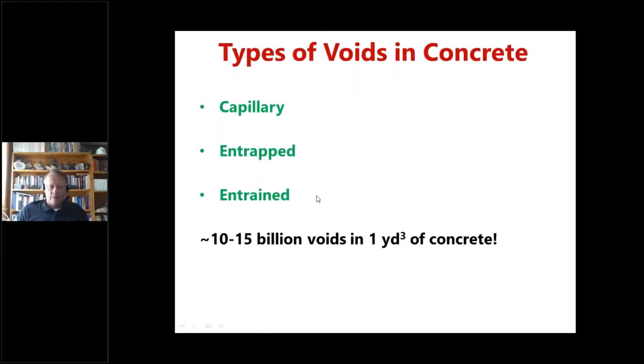So air voids come in one of three flavors with respect to concrete. There are capillary voids, entrapped voids, and entrained voids. And we'll touch on all three to start with. Understand that for every 1 cubic yard of concrete, you may have anywhere between 10 and 15 billion voids in that 1 cubic yard of concrete. So they are common features, although most of the time we just can't see them because they're so small.